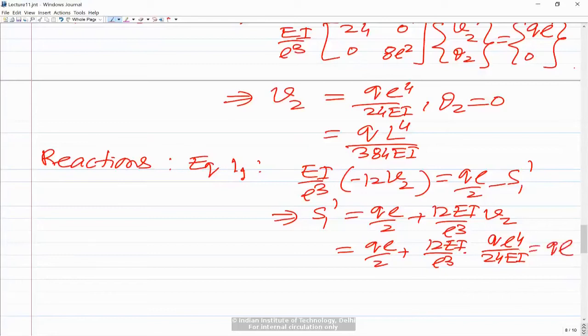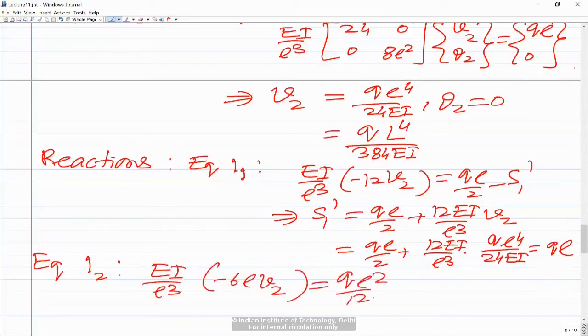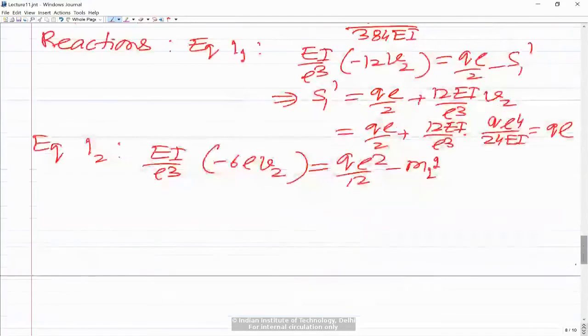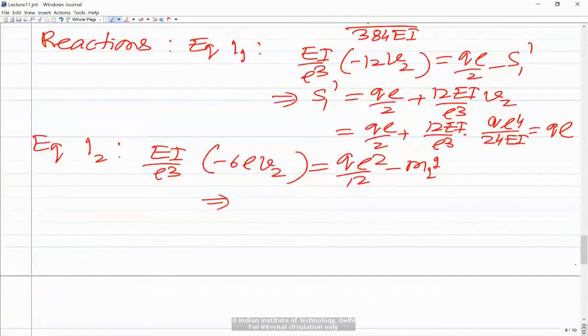So now if you take equation 1 2, the second equation, similar to the logic I have explained, you will get EI by L cube, and you will get minus 6L into V2 is equal to QL square by 12 minus M11. So if you simplify, put in the value of V2 that we have got, you can see that M11 would come out as QL square by 3. Now the simplification I leave it to you. The way we did over here, you have to do the same thing here also.